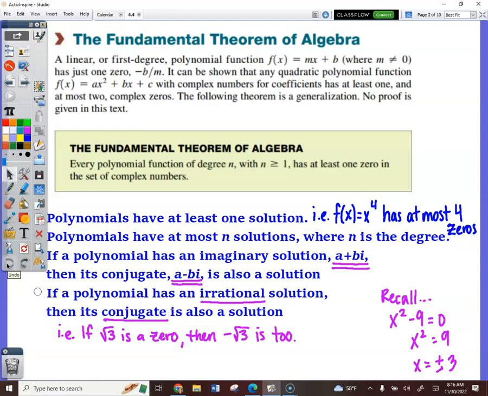And then I said, here's why. Look right here. x squared minus 9 equals 0. If I said that that's the factor and I told you to solve it, you would add 9, you'd square root it, and you'd get the square root of 9 is positive or negative 3.